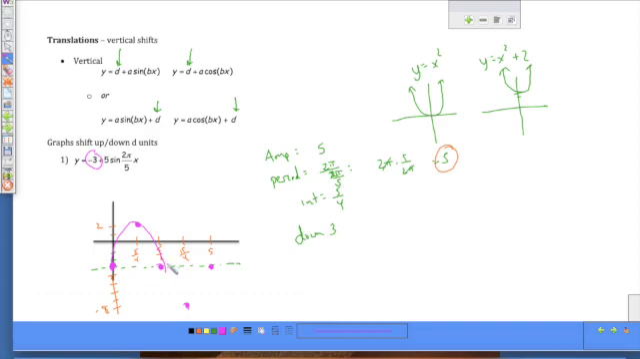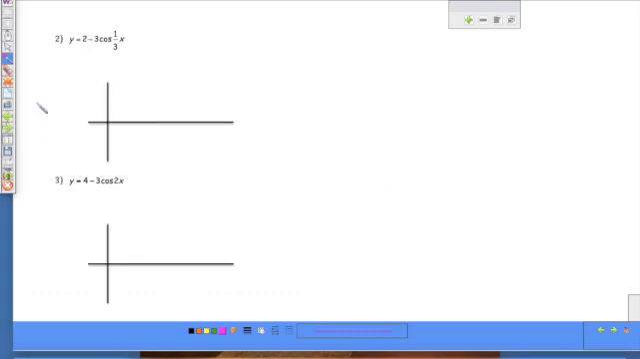If you were to graph 2 periods, you would need 4 more points, which would take you out to 10, because 10 would be 2 pi. Okay? Hopefully that makes sense.